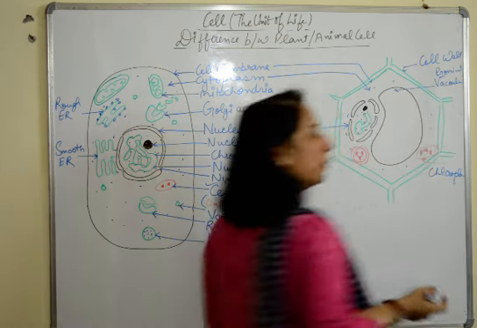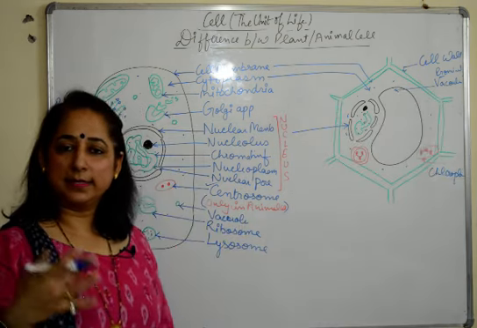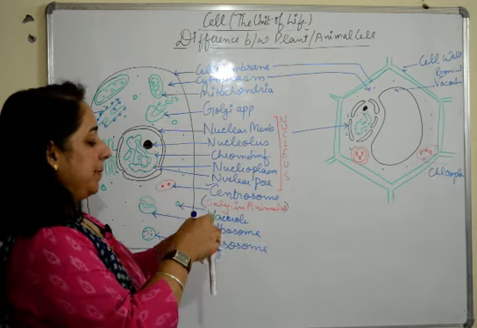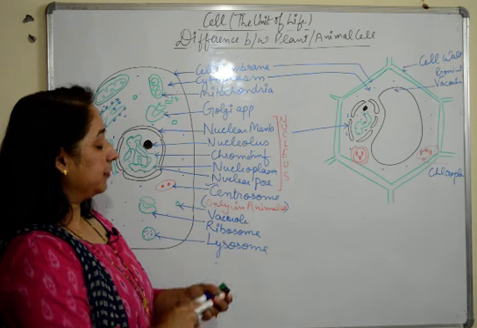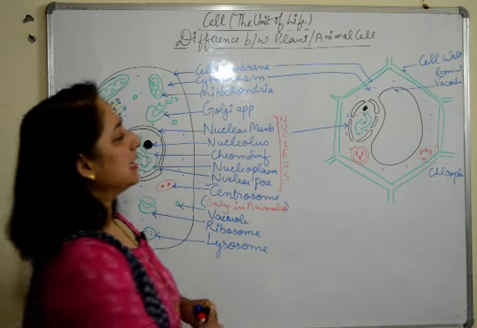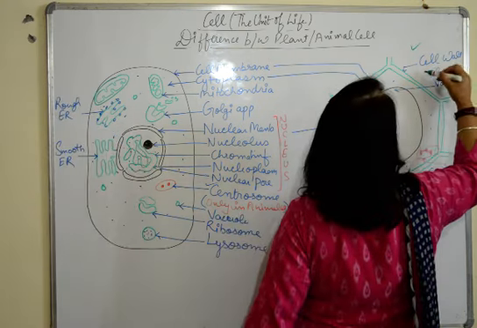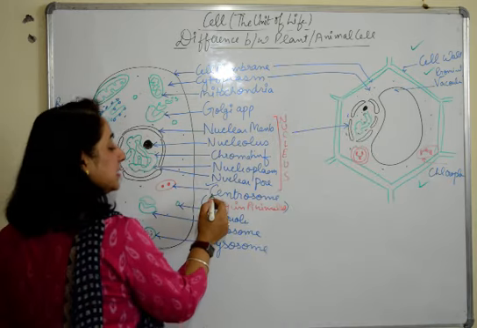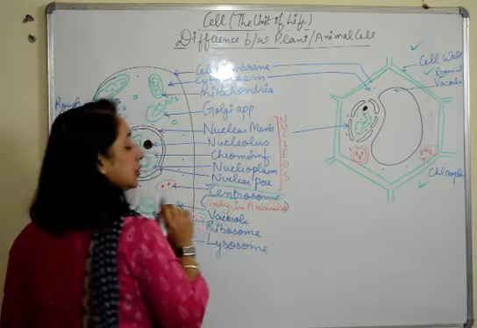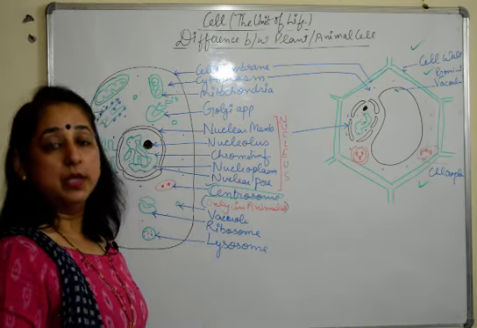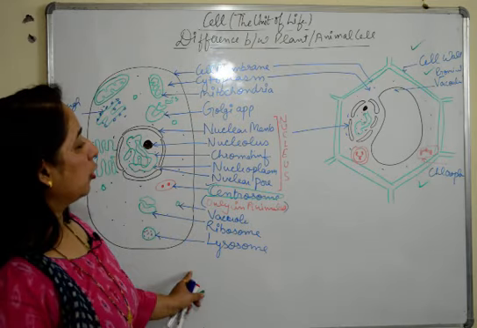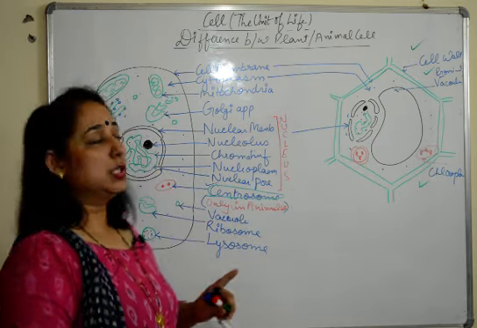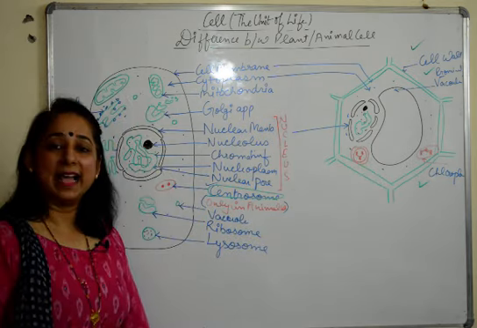And how many types of plastids are there? Plastids are leucoplast, chromoplast, chloroplast. So this is the main difference. So what is the difference that we get? Plant cells have a cell wall, a prominent vacuole and chloroplast present in them, and centrosome is absent. Whereas all the other organelles are also present in the plant cell. Fine. So these are the main differences between animal and plant cell.